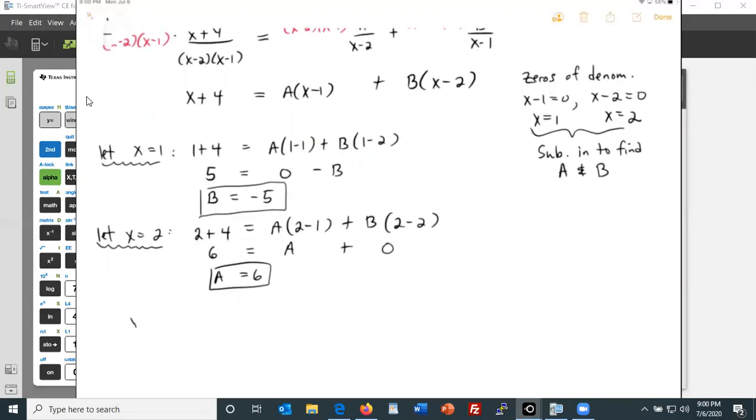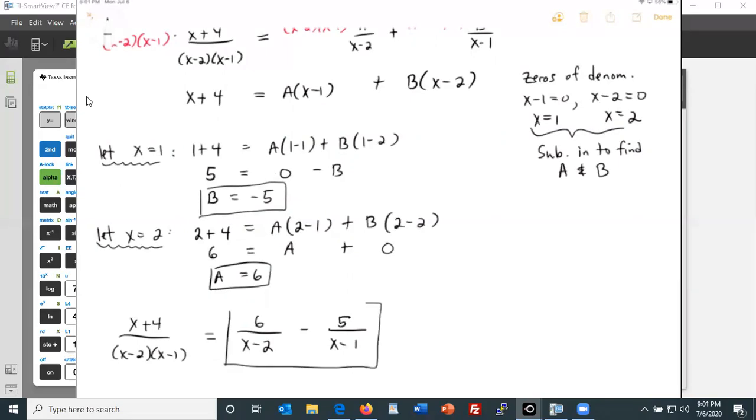So therefore, (x + 4) over (x - 2)(x - 1) can be written as 6 over (x - 2) minus 5 over (x - 1). And it's a minus because, remember, the 5 is negative. So this time, the addition can become a subtraction.